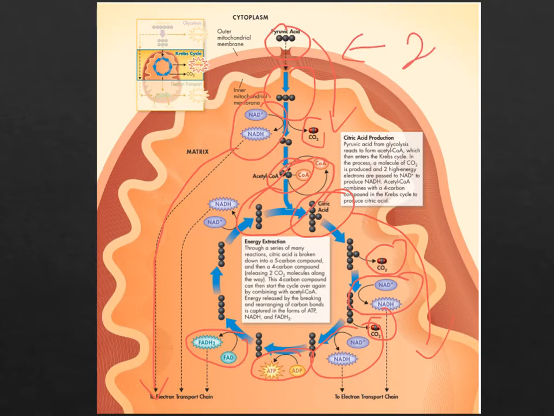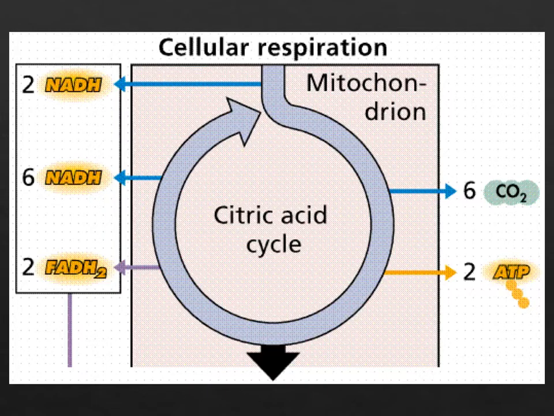So these numbers here that you're seeing are really only half of what's produced during the Krebs cycle. And let's look at a better diagram for that. This is a better diagram here. You can see the actual numbers. This one represents an entire glucose molecule.